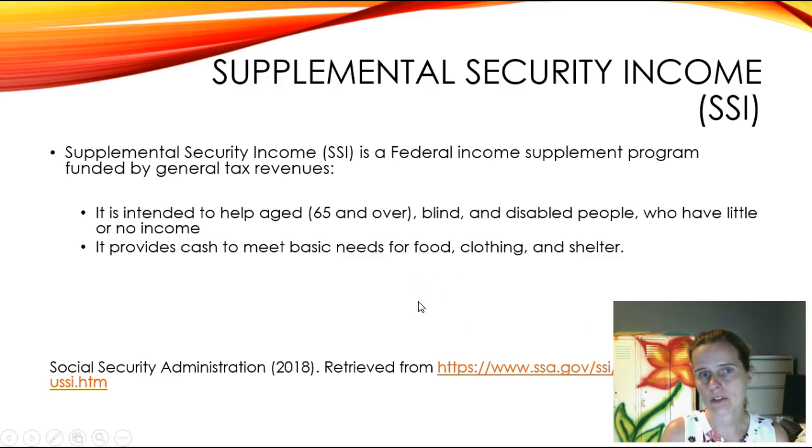Then we have SSI, or Supplemental Security Income. Supplemental Security Income is a cash program. So in other words, people who qualify will receive cash in order to pay for basic needs like food, clothing, and shelter. This program is offered to individuals who are 65 and older, or who are blind and or disabled, and who have very low income. So this is a means-based program. If you are 65 and over, you're blind or you're disabled, and you have little or no income, then you can apply for this program and again receive cash benefits. This program is funded with general tax revenues. Again, you'll be delving into this program deeper over the course of the next week.